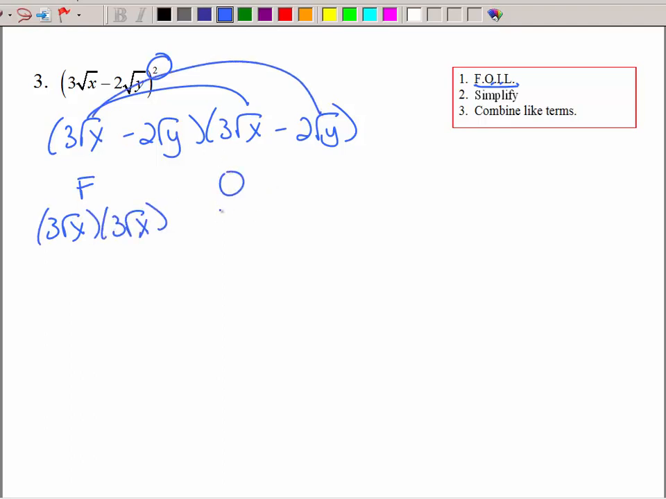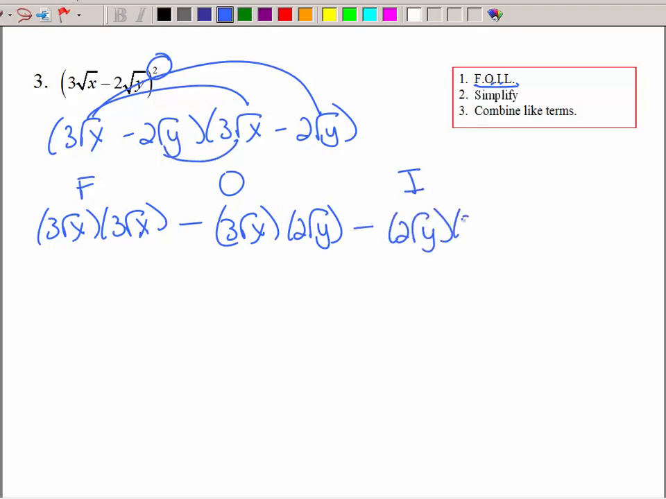Then the outer, that's going to be minus 3 square root of x times 2 square root of y. The inner, minus 2 square root of y times 3 square root of x. And then last, negative times negative is positive, 2 square root of y times 2 square root of y. So let's just take it one thing at a time.